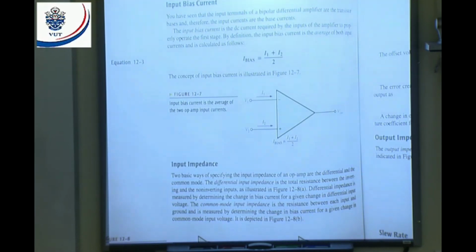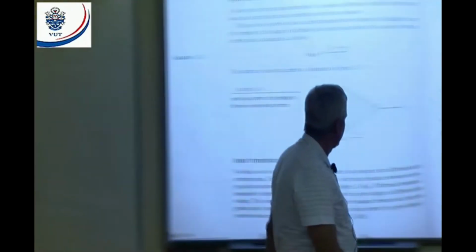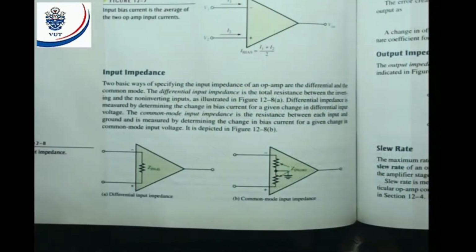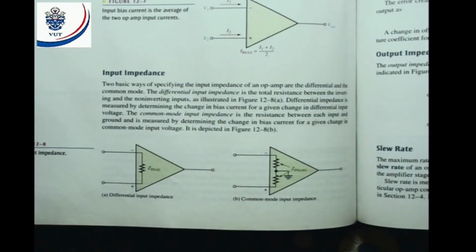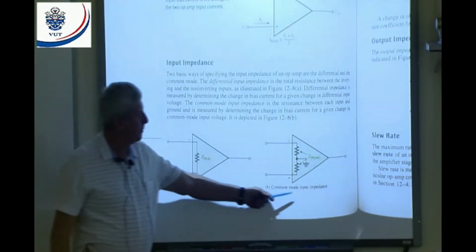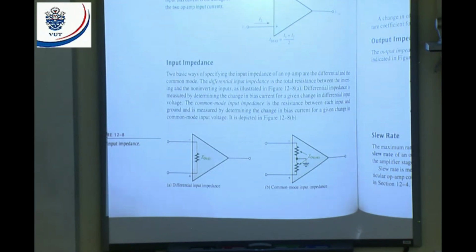My input impedance can be specified in two different ways. They can specify the differential input impedance, then it's like that, or the common mode input impedance, then it's going to be like that. All right. Differential or common mode. You should know the difference between differential input impedance and common mode input impedance.